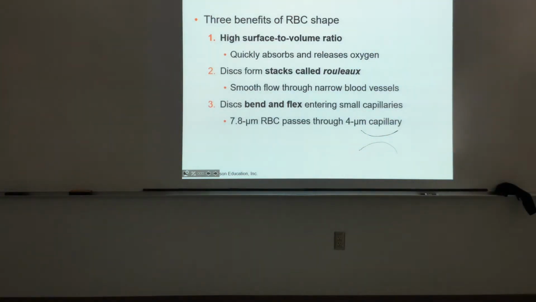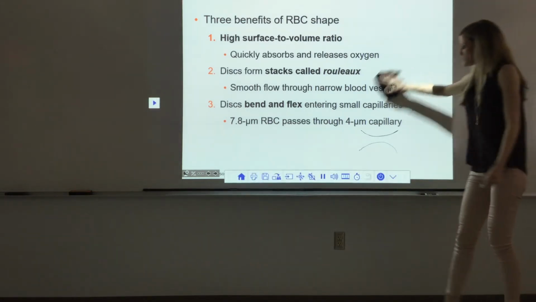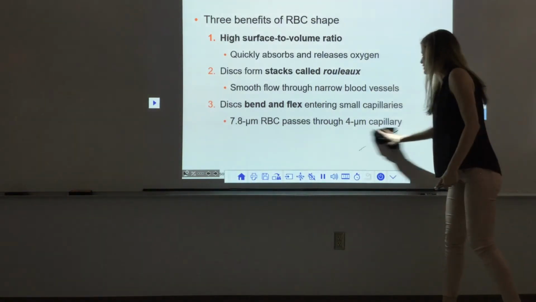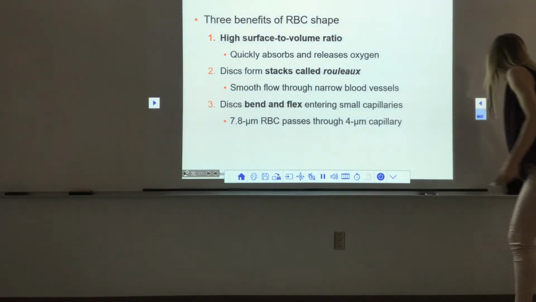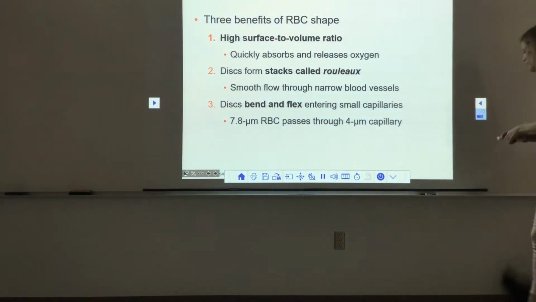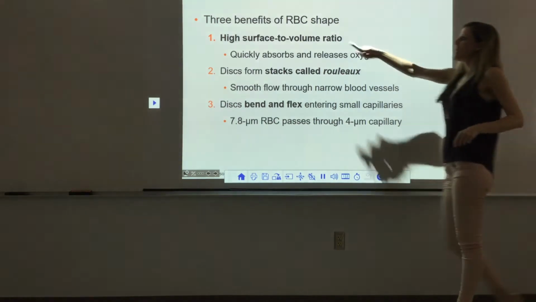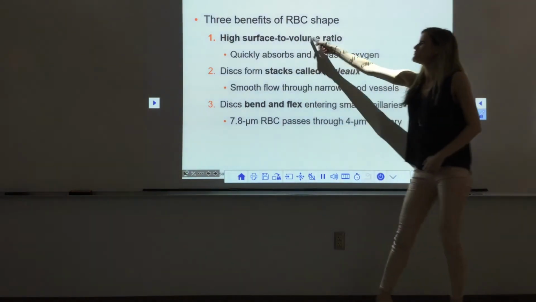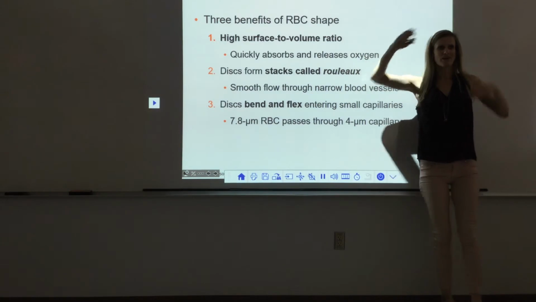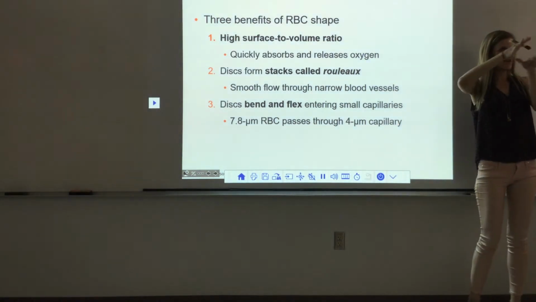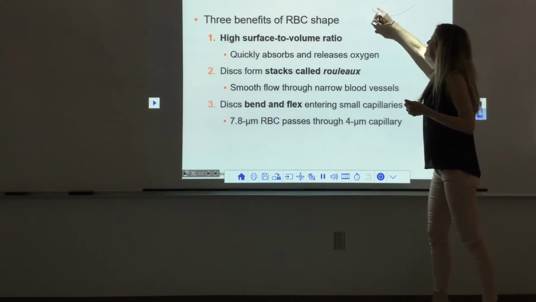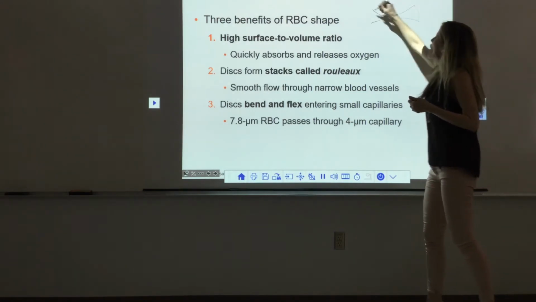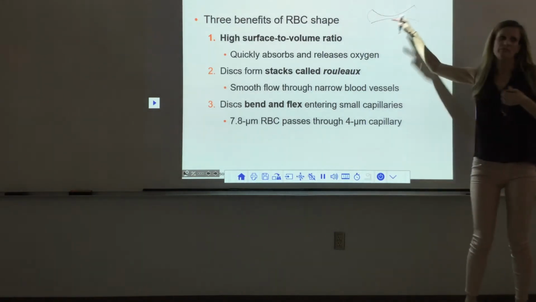So again, I said that this anatomy is important for its physiology, right? Or its structure is important for its function. And these are just a couple of the important things about the structure of red blood cells. One, I mentioned that it has a high surface to volume ratio. That was because of that biconcave disc shape. So what that means is that there's a ton of surface area with not very much space in between.